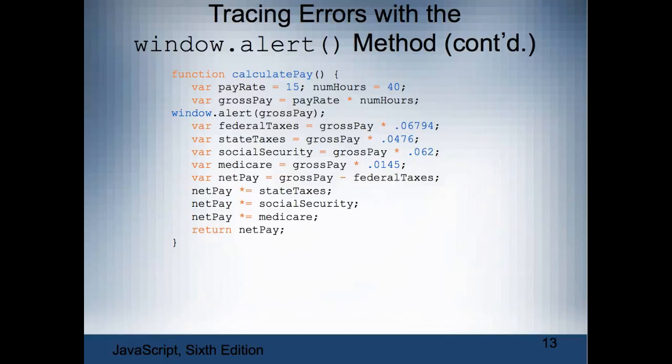Here's an example. In our function calculatePay, we suspect that there's an error. We're receiving anomalous results for our gross pay variable, and so in line 4 of our function calculatePay, we include a window.alert message to display the contents of gross pay.